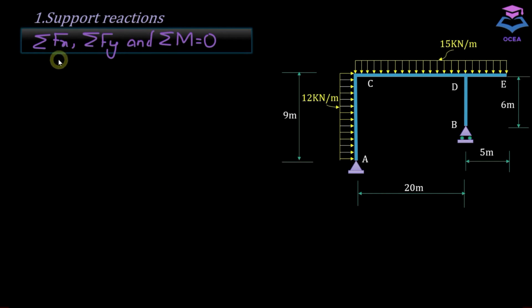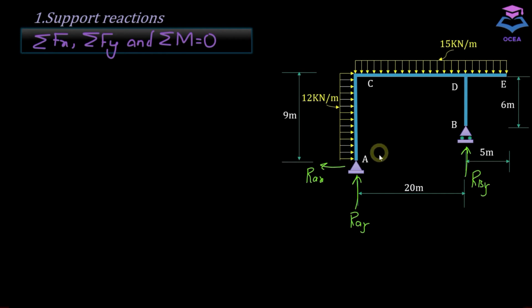First step, determine support reactions. We are going to use conditions of equilibrium, summation of Fx, summation of Fy, and summation M equals 0 to find out the reactions at A and B point. So let's first name these reactions. At A point there is a hinge, so there will be two reactions, one vertical and one horizontal. Let's name this as RAY and this one as RAX. And at the roller we have only one vertical reaction. Let's name this reaction as RBY.